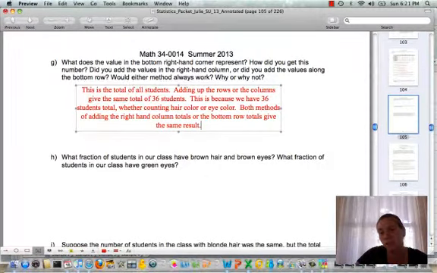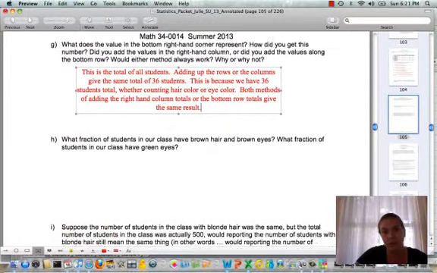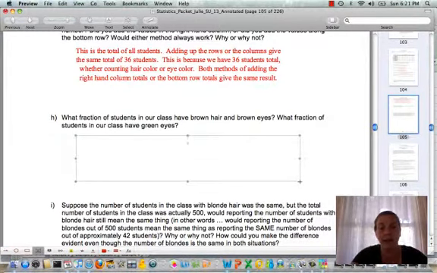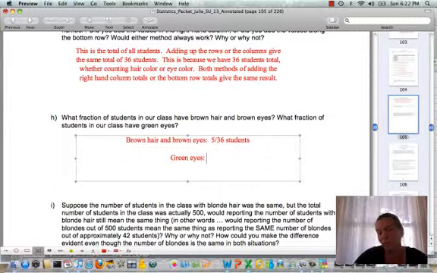Question H asks, what fraction of students in our class have brown hair and brown eyes? And then it asks, what fraction of students in our class have green eyes? So you can look back at the table to find this data. So brown hair and brown eyes is 5 out of 36 students. And then green eyes, that's the total for the whole green eyes information, is 9 out of 36 students, or we can reduce that to 1 out of 4.